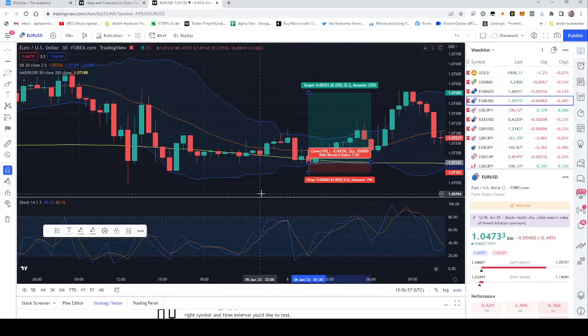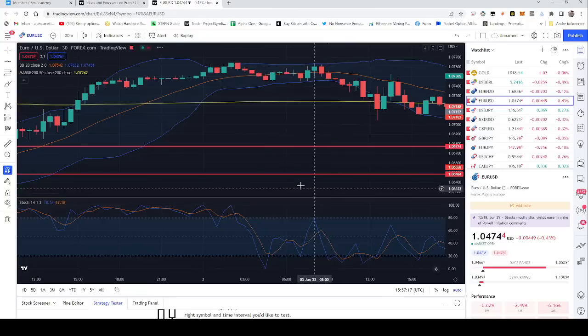So like I said, when we are using the stochastic, we need to be below the 20 for a long trade. We need to be above the yellow line, and like you see on the red here, we need to go out of the Bollinger band at the bottom to take a long trade. I will look for one more long trade.